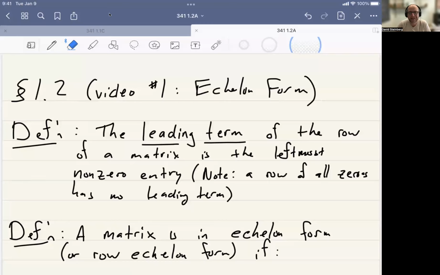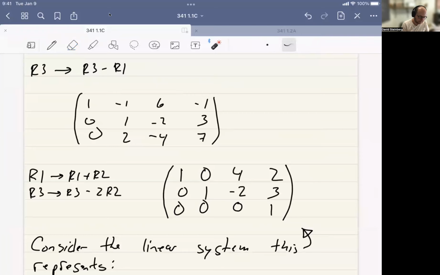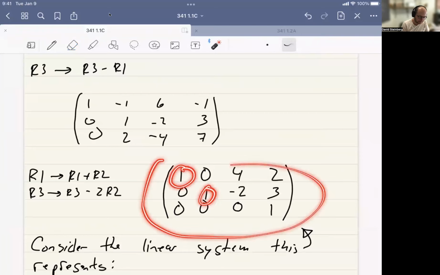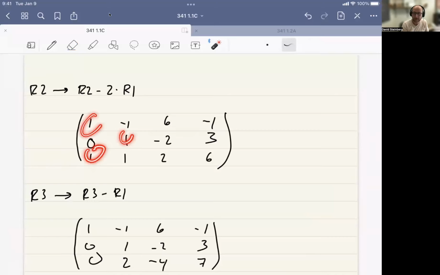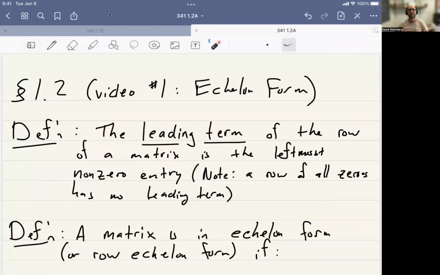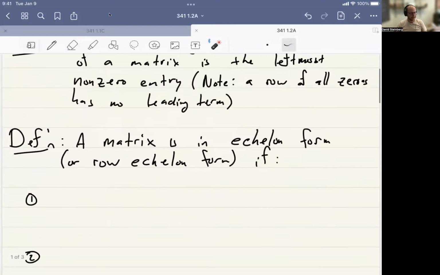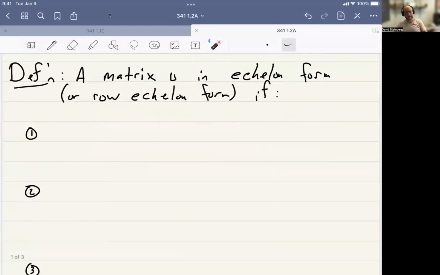Before we start talking about echelon form of a matrix, let's talk about the leading term. The leading term of a row of a matrix is just the leftmost non-zero entry. Given this matrix, these are the leading terms. Given this one, these three are leading terms. Leftmost non-zero entry, done. If you have a row of all zeros, it has no leading term. It needs to be non-zero.